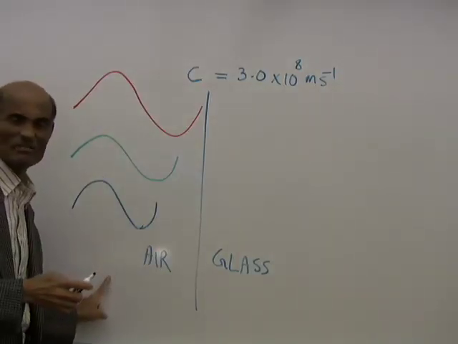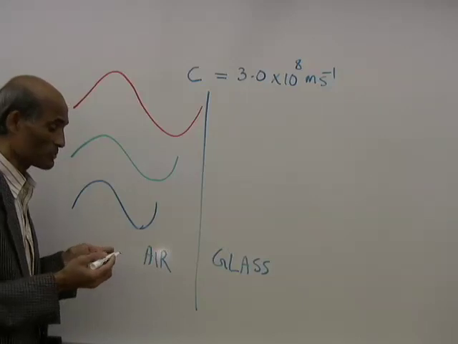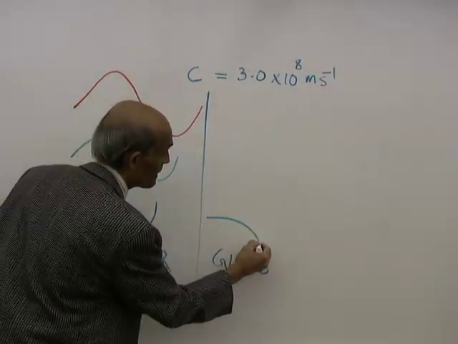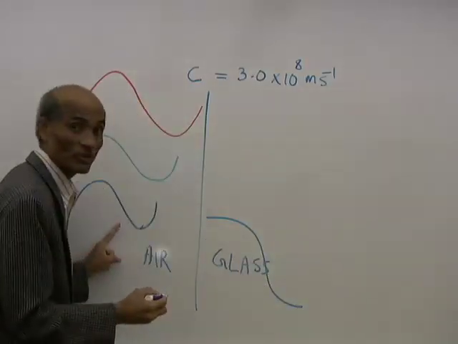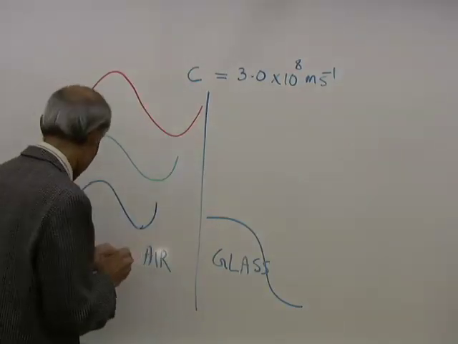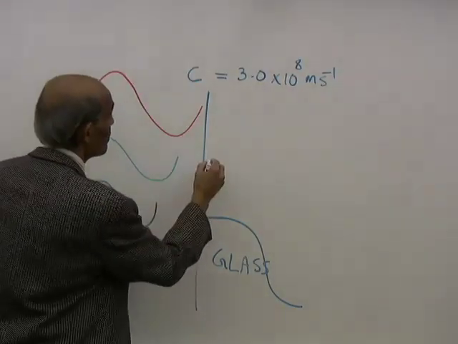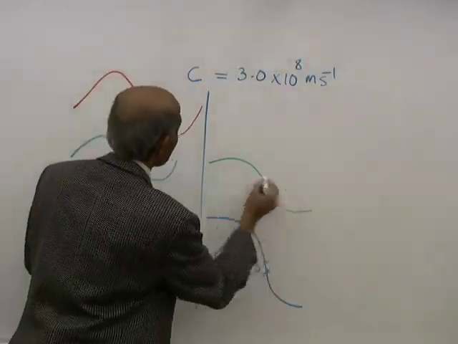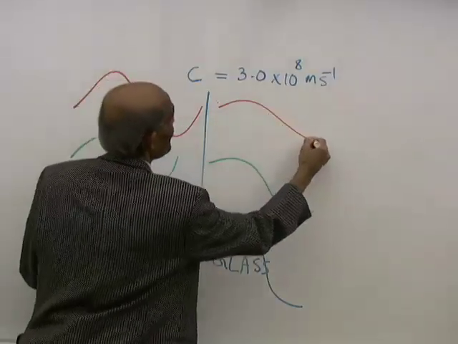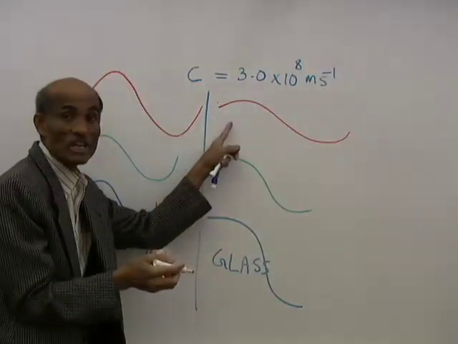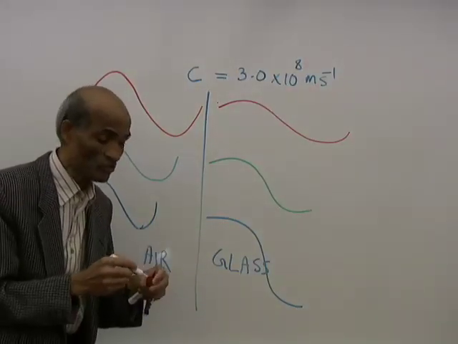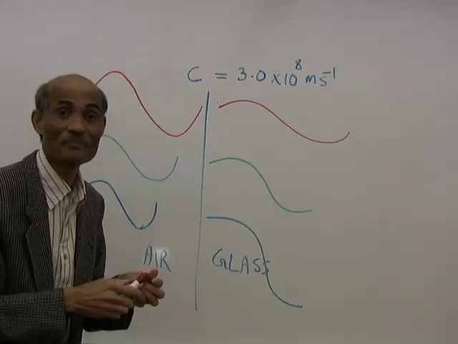Since I don't have a violet pen, I have only up to blue. So as blue enters the glass, it will go like this. It will not be going directly, but it will suffer a deviation. Now green will go like this, and red will go like this. In other words, red suffers the least deviation and purple or violet will suffer the most deviation.